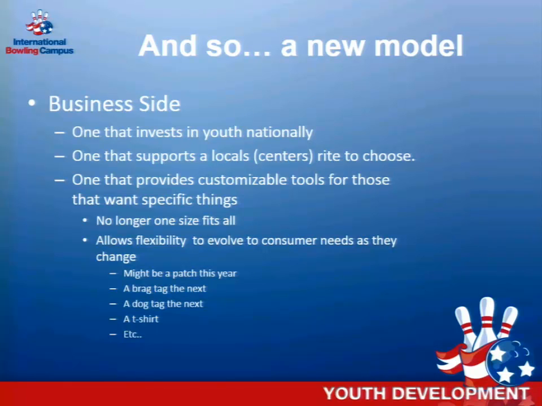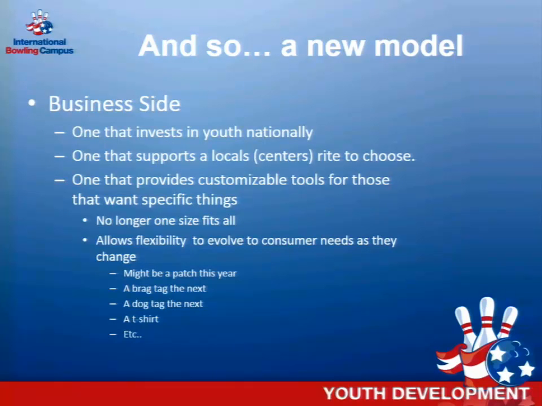It allows flexibility to evolve with consumer needs as they change. Imagine a recognition that you would give this year. Doesn't mean you'd have to give that next year. Doesn't mean that you'd have to give that the following year. It could be something different every year. Imagine a 7-year-old that went all the way through our programming. They ended up with 13 jerseys that looked the same as everything else they got, and a bunch of patches, that every year they got the same thing. Is that a successful model?